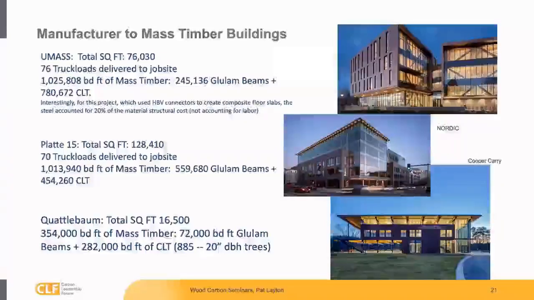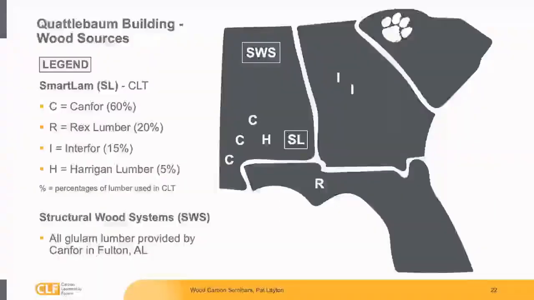It was manufactured by what was IBX Lam, now Smart Lam, so I'll refer to it as Smart Lam in this. We had a mixture. It's a hybrid building, so it has steel poles holding up the glulam, and then we use glulam and CLT. So an idea of how we got the wood. The wood for the CLT came from 4 different companies: Canfor, Rex Lumber in Florida, Interfor, and Harrigan Lumber. And in fact, Canfor and Interfor both had different mills producing wood that went into these products.